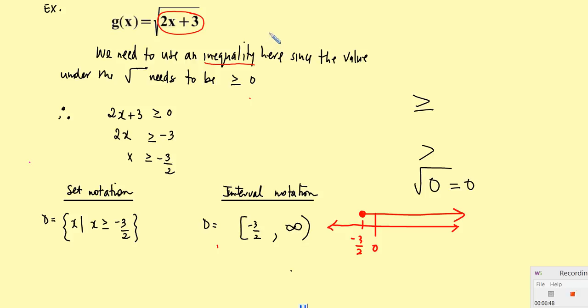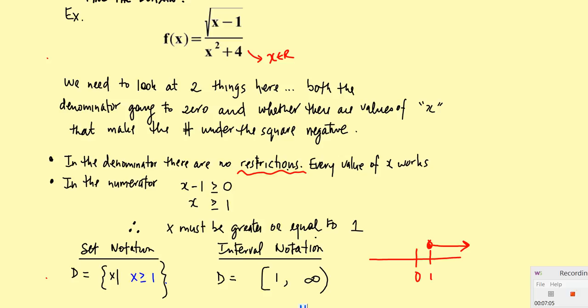I hope you're seeing the pattern, that what I'm doing is I'm setting things either equal to 0 or greater than or equal to 0, depending on what the question is asking, in order to figure out what x is not allowed to be. Okay? All right. Now, here's one that is a bit more complicated, where we're looking for the domain. So we've got f of x is equal to the square root of x minus 1, all divided by x squared plus 4. Okay, now, I've got x in both the numerator and the denominator.